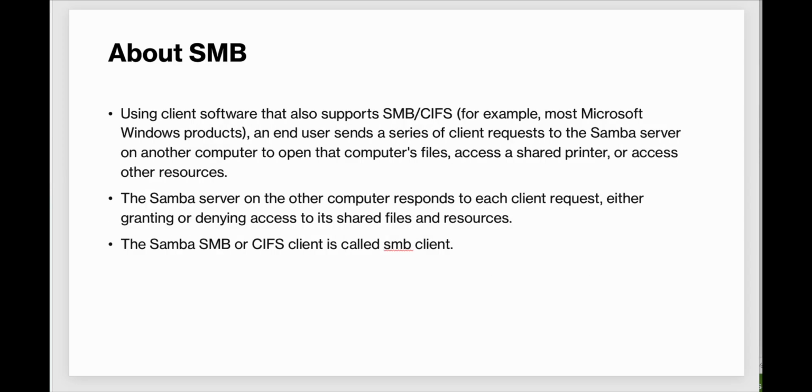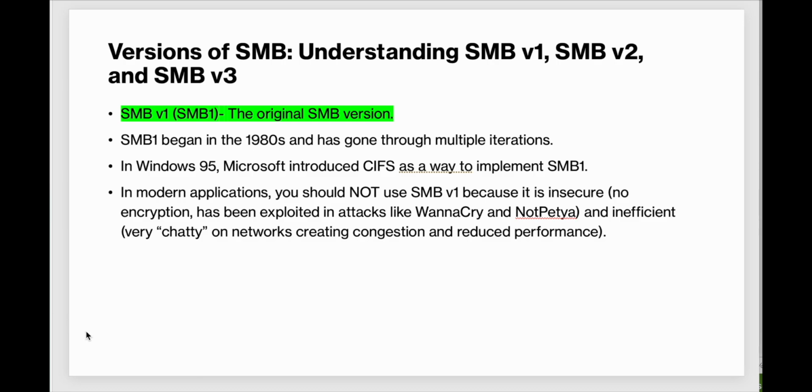And using client software that also supports SMB CIFS, an end user sends a series of client requests to the SAMBA server on another computer to open that PC's files, access a shared printer, or access other resources. So there's various versions: V1, V2, and V3. V1 is the original version, and so I'm going to say do not use V1, whatever you do. SMB V1 has gone through a bunch of improvements over the years, but you do not want to use V1 because you are going to be vulnerable to WannaCry.